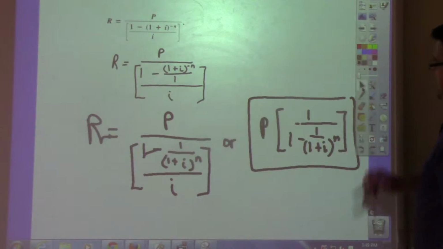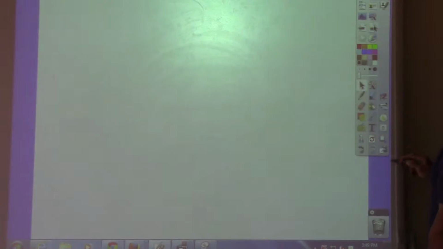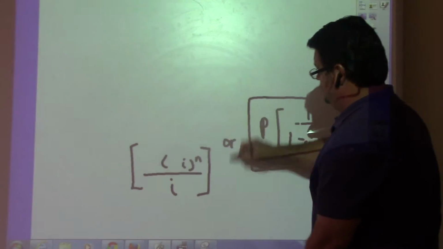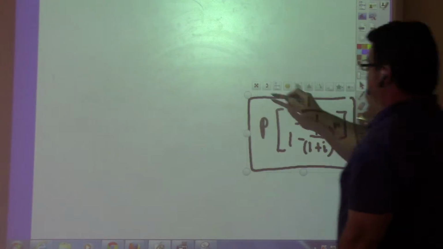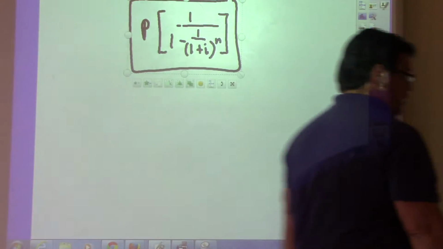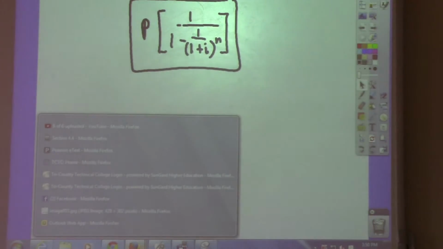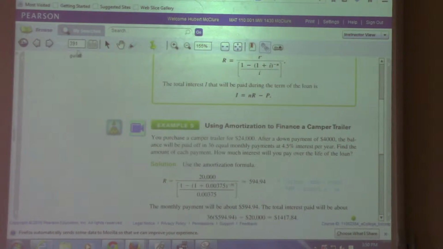All right, so we're going to take this guy, and we're going to copy him, and we're going to move him over to the next page. And I'm just going to take the example that they give us in the book right quick. Let me find it. Let's take this guy. Yep.